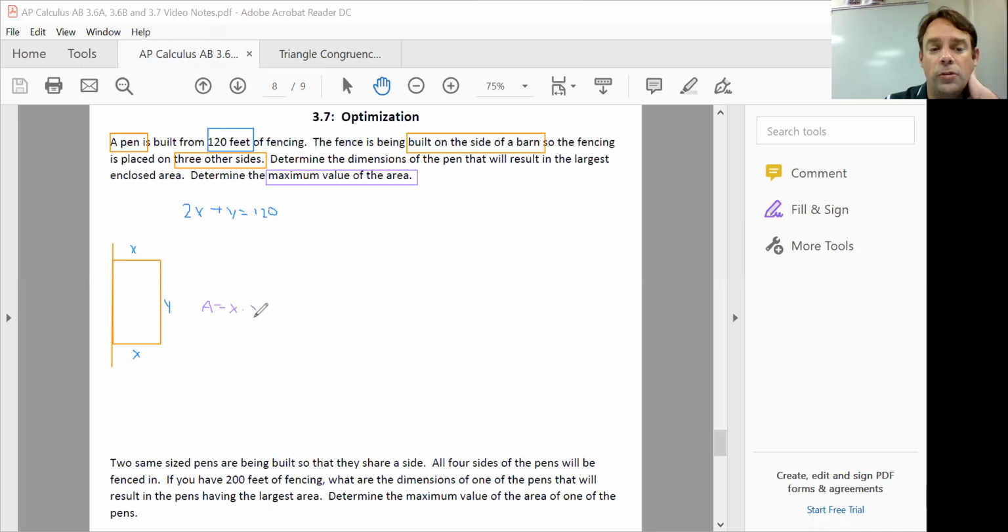Now, for our purposes here, you need to realize we really want to try to only be in one variable. So if I can get rid of that y value, I'd be in great shape. So we can actually do that. y equals 120 minus 2x. And if I plug that in there, now instead of having area, I have area as a function of x. So A of x equals x times (120 minus 2x).